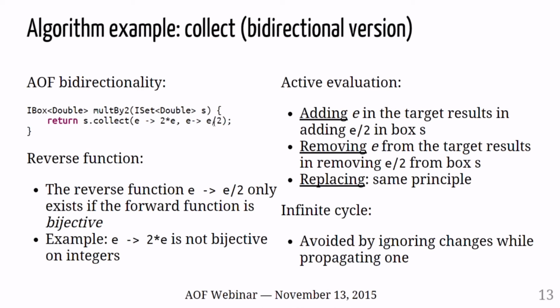So how does the reverse propagation work? Well, if you add an element in the target, we apply the reverse collector and we halve it by applying the e over 2 function, and then we add the result to the source. And of course, if you want to remove, you remove it from the source, and if you want to replace, the same principle.